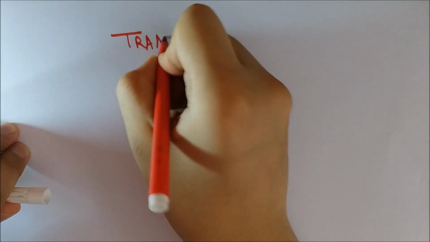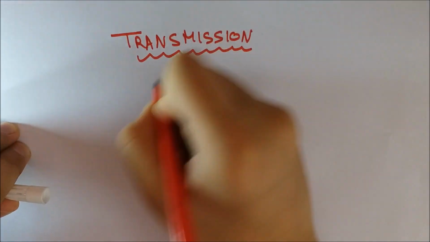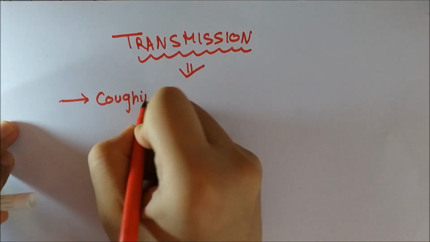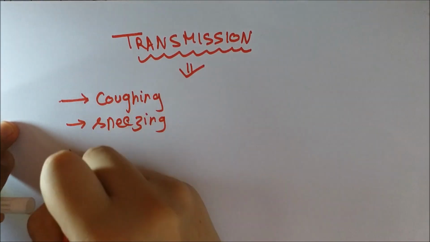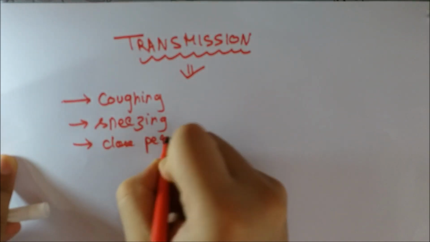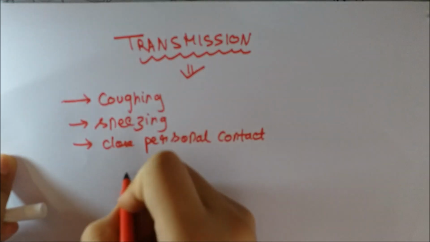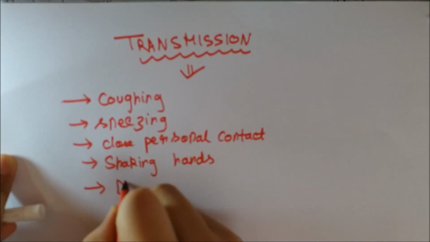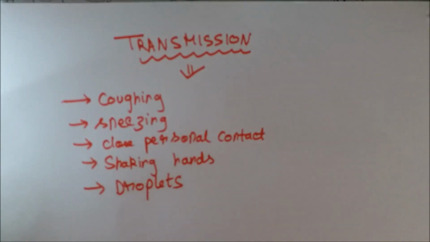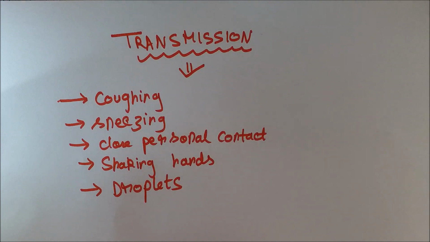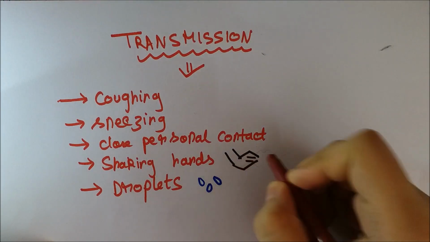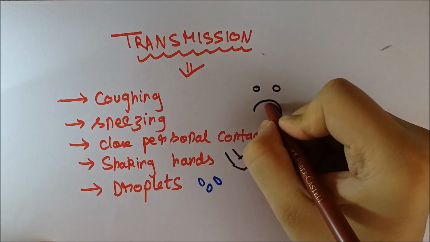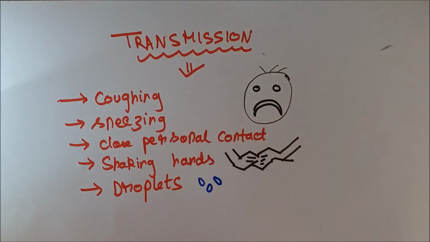Now we will discuss the transmission of coronavirus. Coronavirus is a highly transmissible disease and very infectious also. So it can be spread by coughing, sneezing, close personal contact with people. Suppose if people are shaking hands or sharing certain articles, it can also be spread by droplets. So this transmission can be prevented to a large extent by washing hands frequently, using hand sanitizers, and avoiding personal contact.